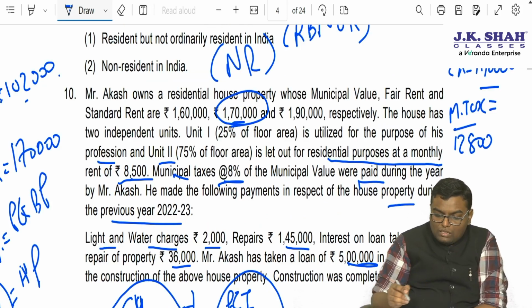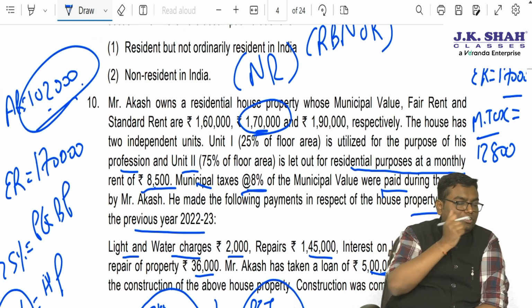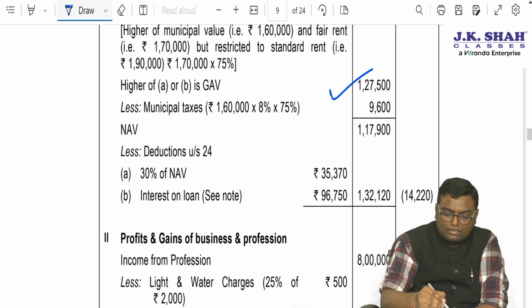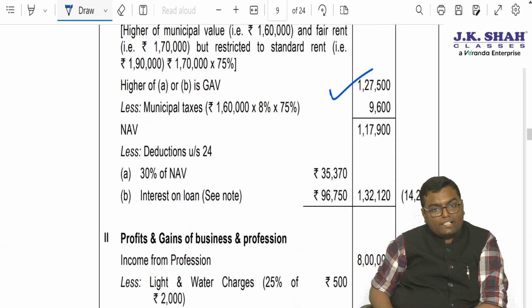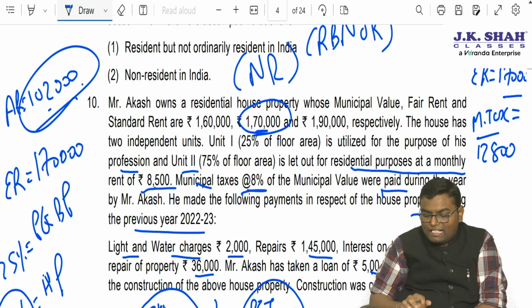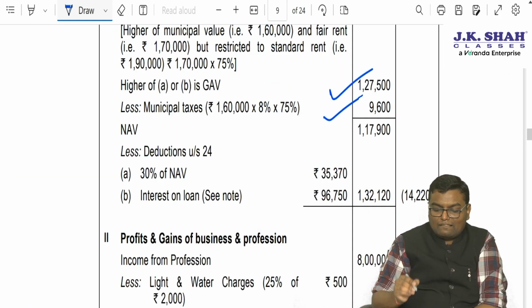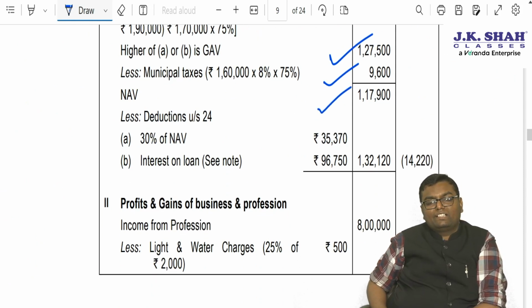Okay. Actual rent they have given, which is 1,02,000. So expected rent or actual rent, whichever is higher, expected rent, which is 1,27,500. Now from that gross annual value, we deduct municipal tax. Municipal tax of the entire house is 12,800. We have to deduct only 75%, which is 9,600. So the net annual value will be 1,17,900.